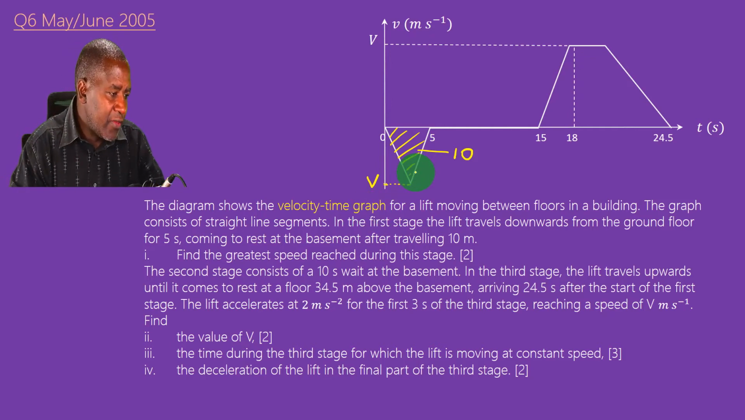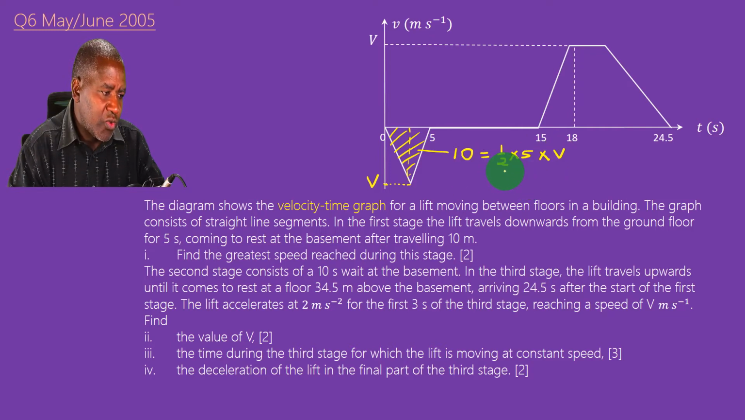So having said that this area, actually you'll find that this V happens to be the height of this triangle. So this one is going to be equal to a half times its base, which is 5, times the height, which is V. And this one will be 20 divided by 5, and V is going to be equal to 4 meters per second. So that is the speed, and it is the answer to part 1.